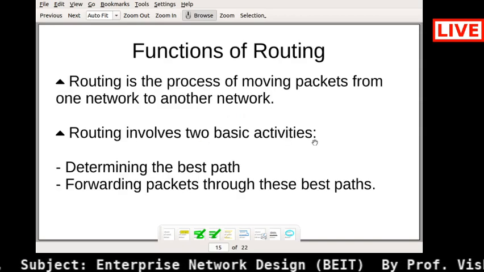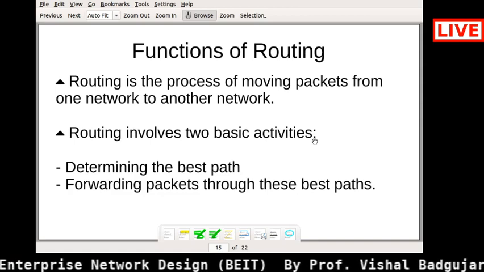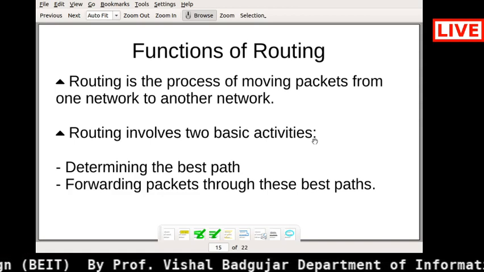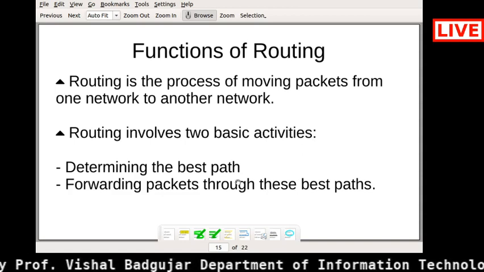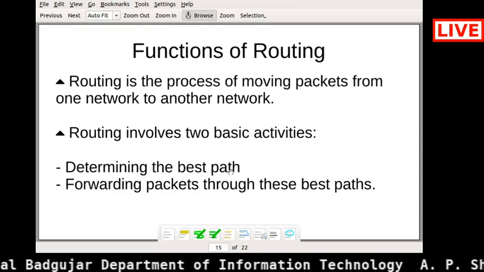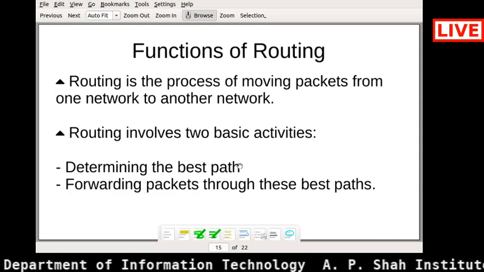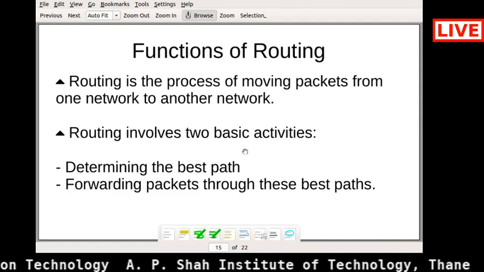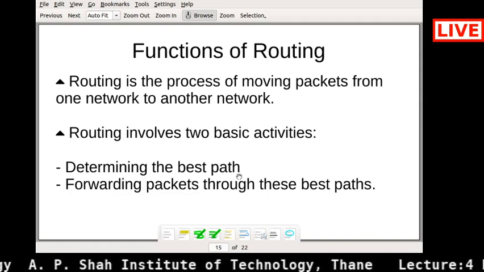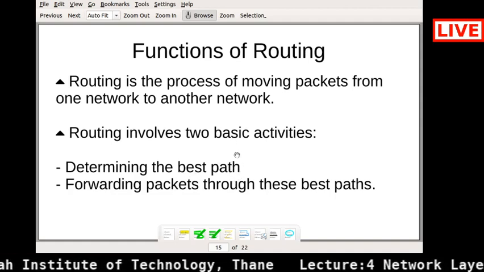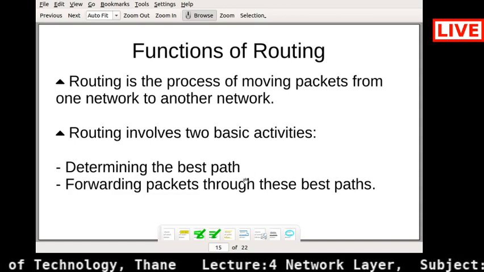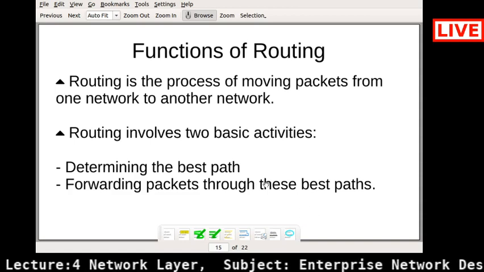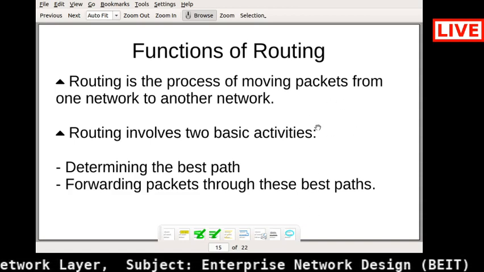Then what are the functions of routing? Again, it is the process of moving packets from one network to another network, as we already saw. It has two functions. First, determining the best path, which is the shortest path for your packet transfer. This can be determined by your router. After determining the path, you need to forward your packets through this particular best path.